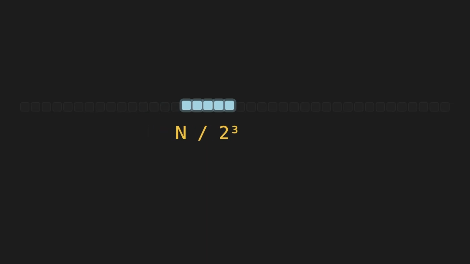Now let us understand the time complexity. Suppose the array has n elements. In binary search, after the first comparison, we remove half the elements. So the search space becomes n by 2. After the second comparison, the search space becomes n by 2 power 2. After the third comparison, it becomes n by 2 power 3. In general, after k comparisons, the remaining search space is n divided by 2 to the power k. We stop when the search space becomes 1.